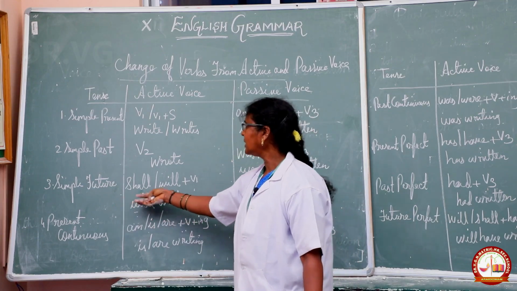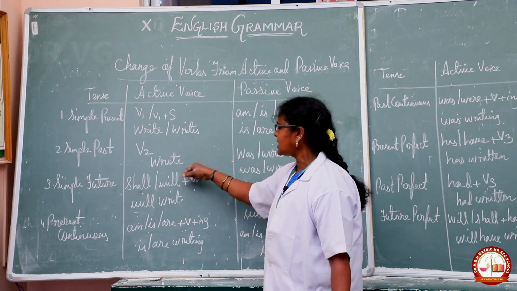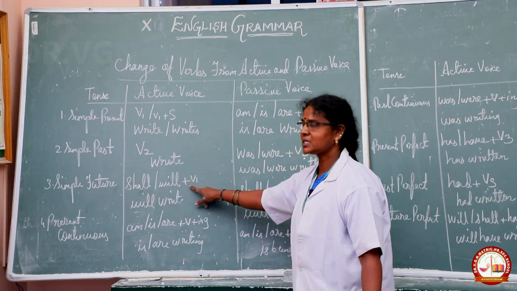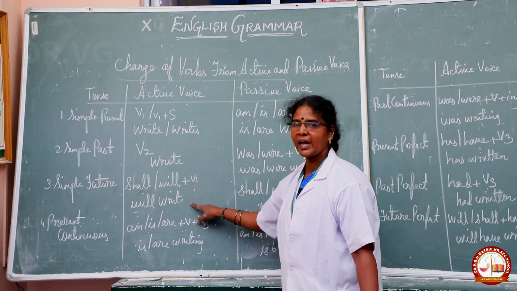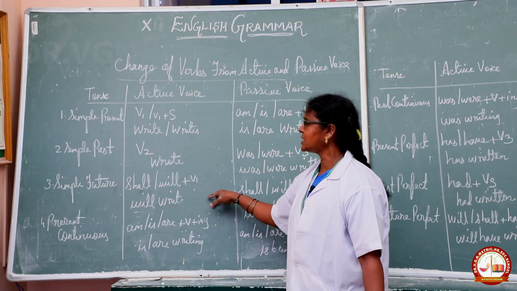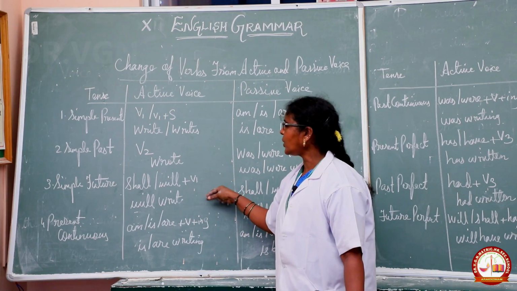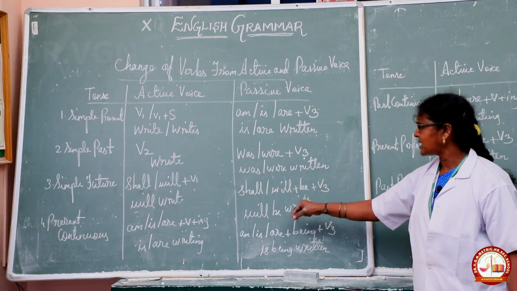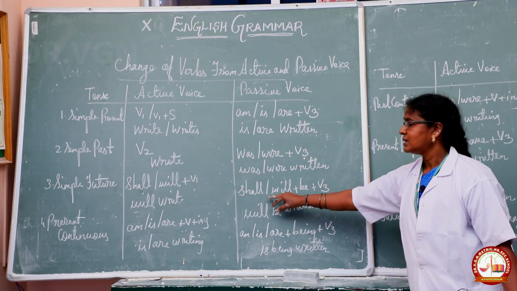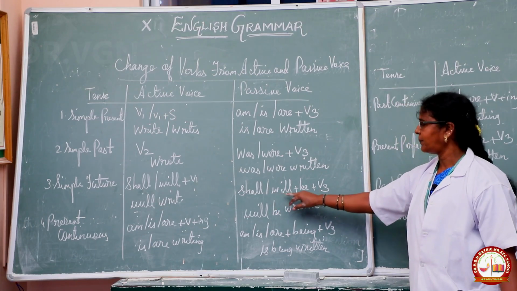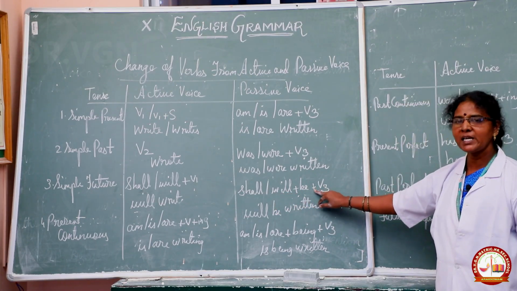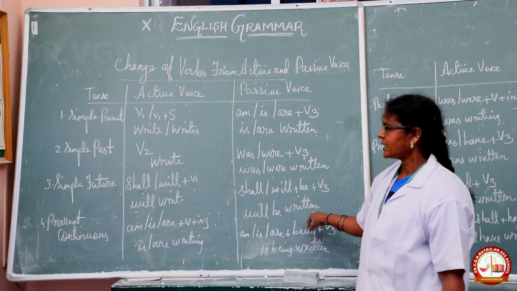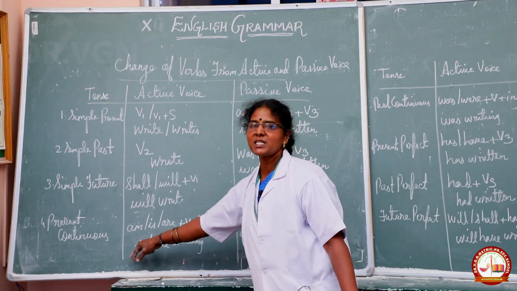Like that in simple future. Simple future in active voice is shall/will plus V1. That means will write, will keep. If the active voice is in future tense, in passive voice you must change it as shall/will plus be plus V3. That means will be returned. Next we are going to see the present continuous.